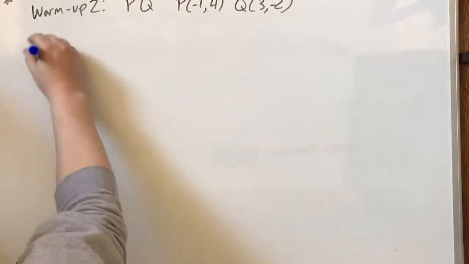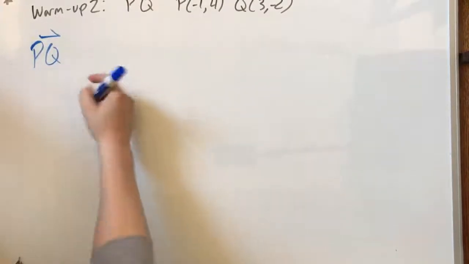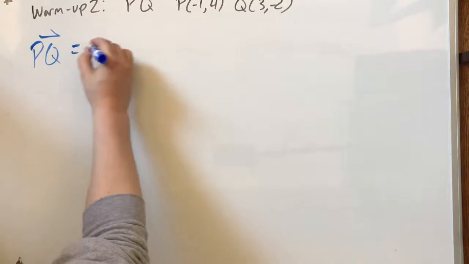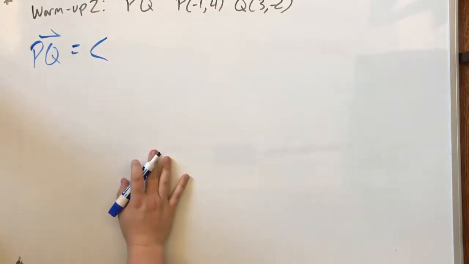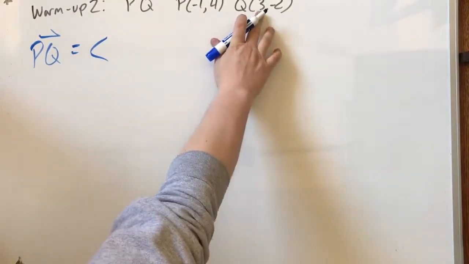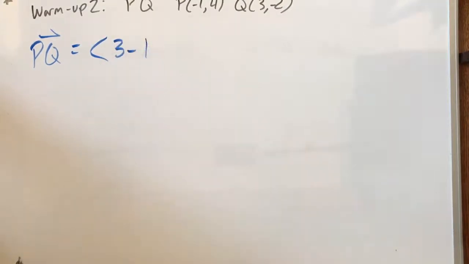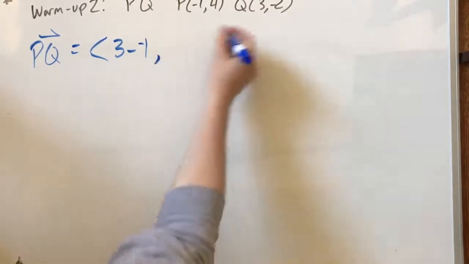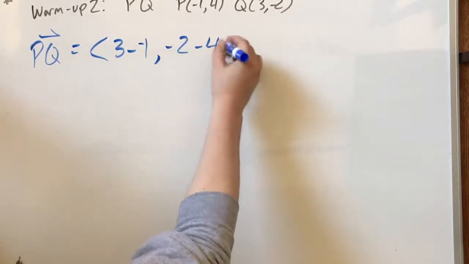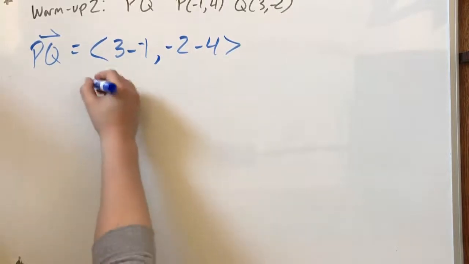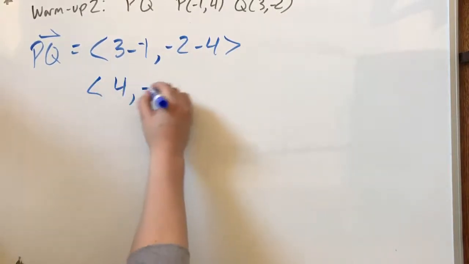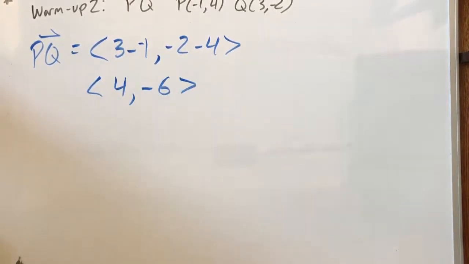So the easiest way, I think, to find the magnitude is to first just find the vector itself. So we do that using the head to tail method, which basically says that we take the head and subtract the tail. So I would take the x values, which would be a 3 minus a -1, and then the y values, -2 minus 4. So PQ is actually the vector 4, -6 in standard position.